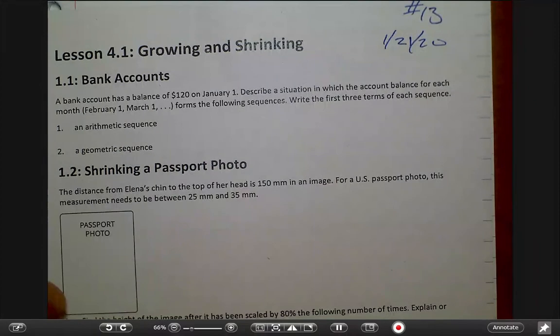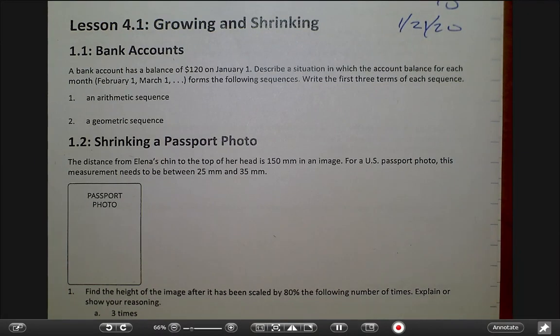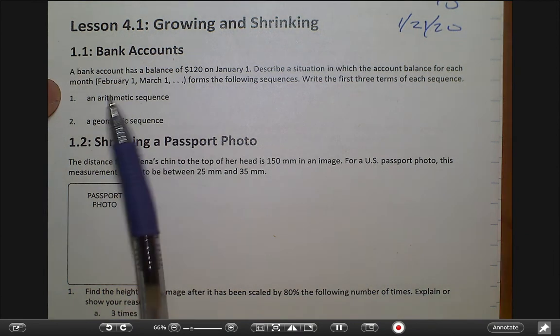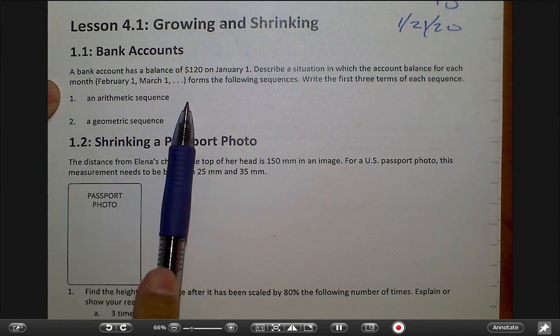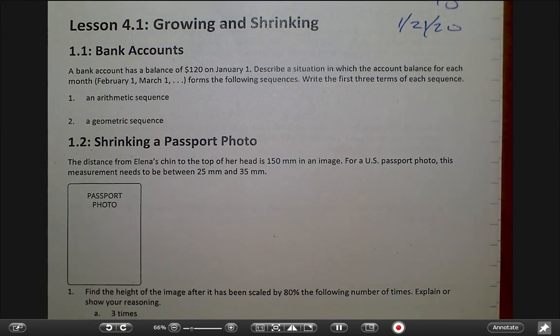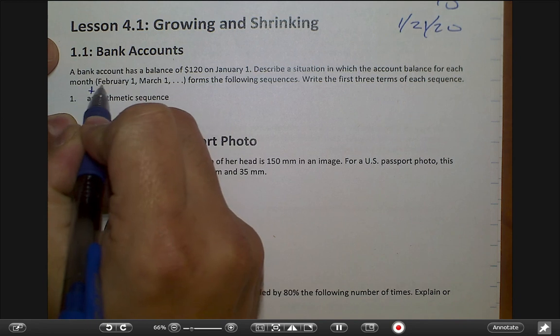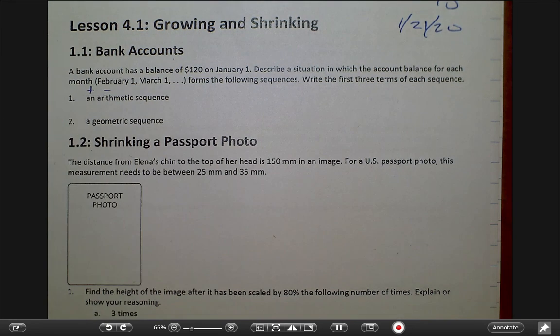Now, for this one right here, it says growth and shrinking bank accounts. If you guys recall, this goes way back to the beginning of the school year. Arithmetic sequence, that would be addition and subtraction, add and subtract, right? What about geometric sequence? Multiply and divide, right?